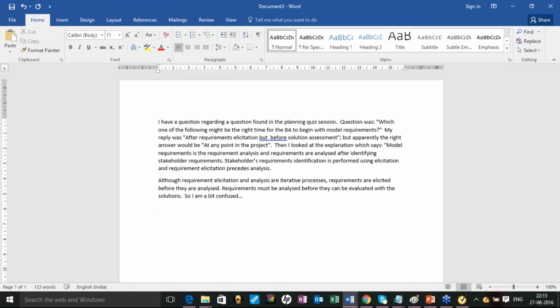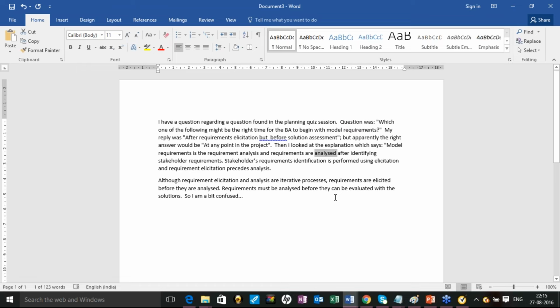I have a question. Yes. Model requirement is the requirement analysis, and requirements are analyzed after identifying stakeholders requirement. Here the word analyzed means analysis. Elicitation, then analysis. Stakeholder requirements are further elaborated in the solution requirement. For that you analyze. So that word analyze is not related to a general meaning of analysis. It is related to the analysis domain.